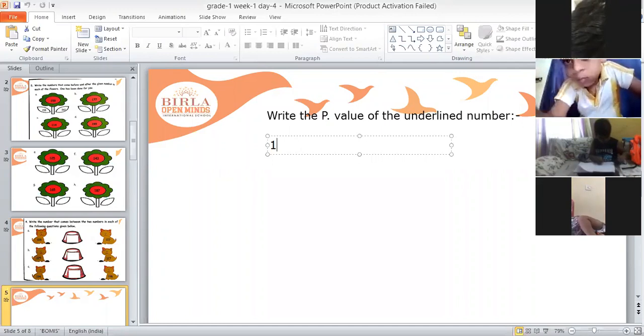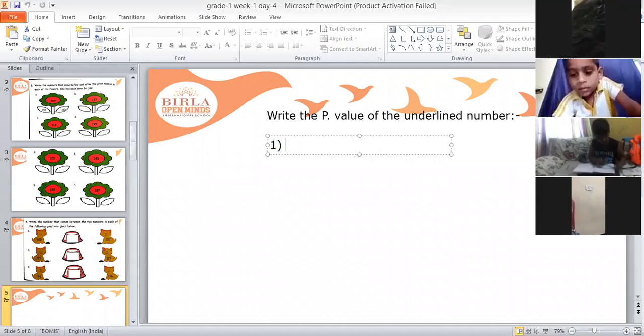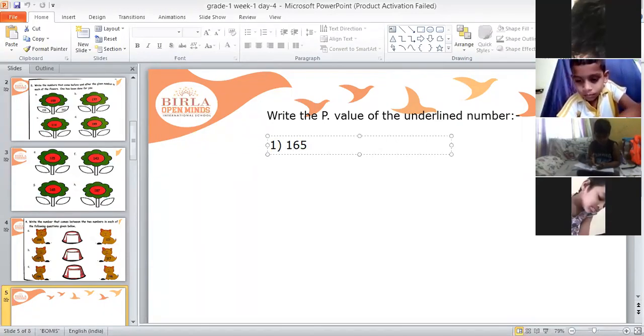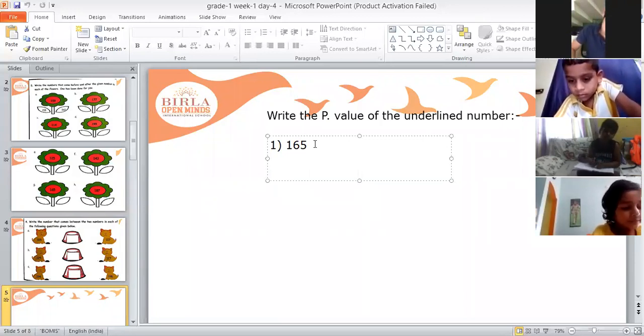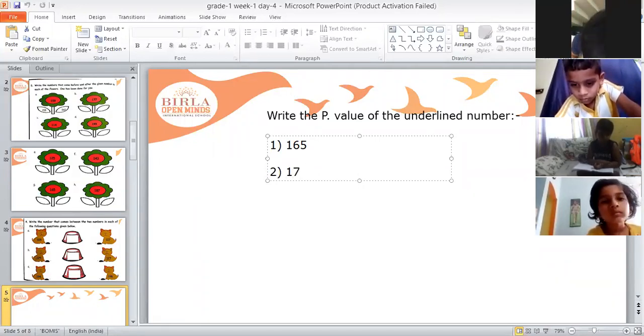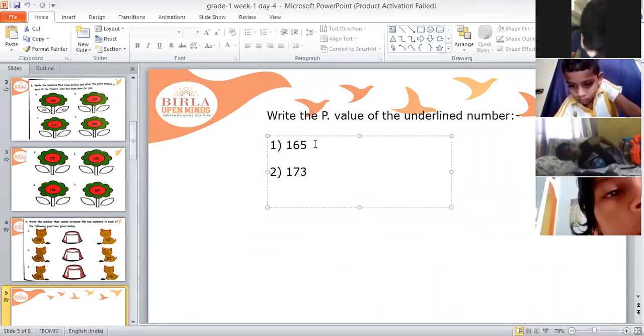Okay, so your first bit, or you can say your first number, we'll write here. The first number is 165. First, we'll finish writing the questions. Then we'll move to the answers. Your first number is 165, children. After writing every bit, you have to leave one line. Next number is 173. Children, after every number, you have to leave one line.